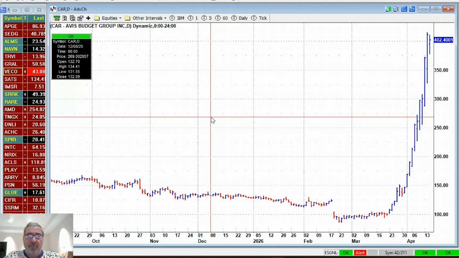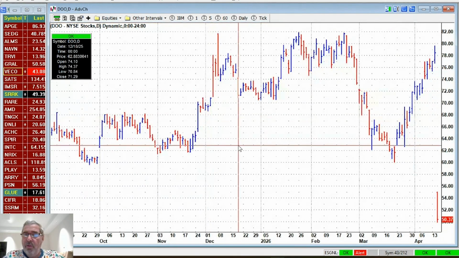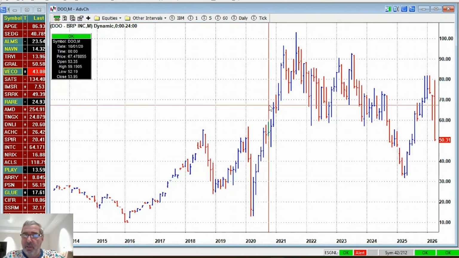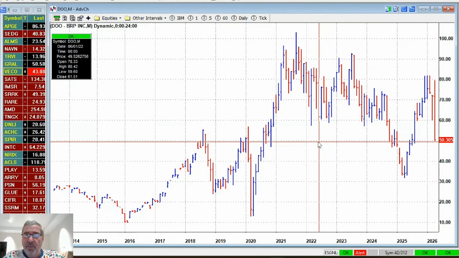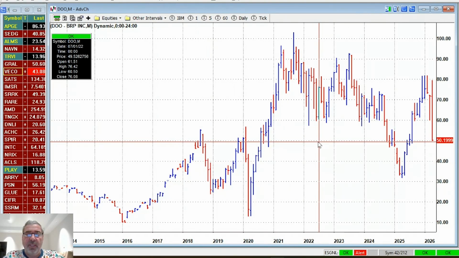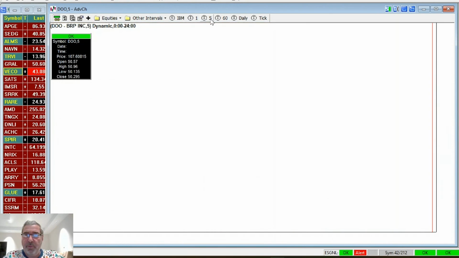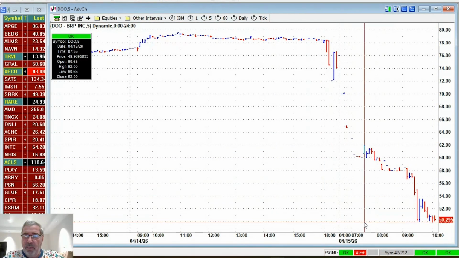Now back to DOO. This is a very interesting stock. Let's check out the monthly chart. You can see a very strong level around $50. Typically, round numbers like $50 act as very strong levels. Let's see what we have here. Okay, we don't want to bounce, so I'm writing down DOO short at $50. That's how I mark it, short $50.